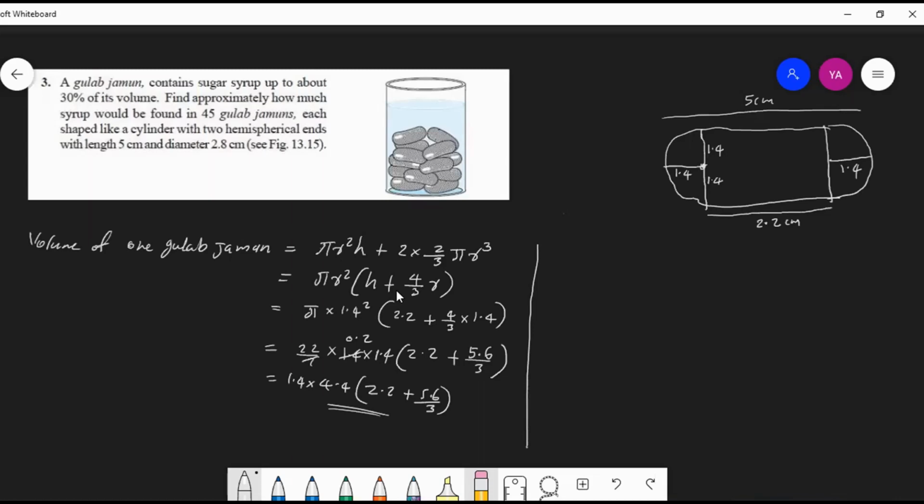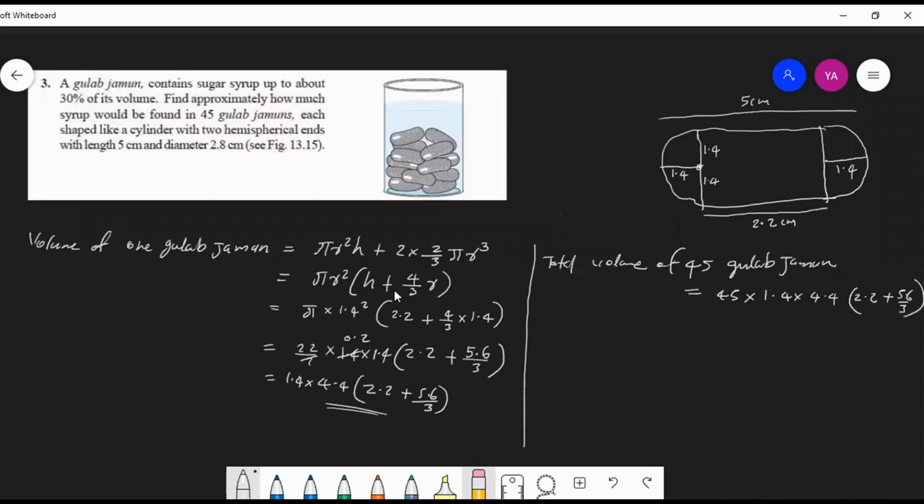So total how many gulab jamuns are there? 45. Okay, so the total volume of 45 gulab jamuns will be equal to 45 into 1.4 into 4.4 inside the bracket 2.2 plus 5.6 by 3. And we want to take what? 30% of this. That will be the amount of sugar syrup.